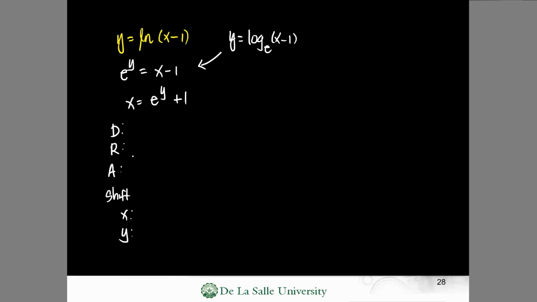Okay? What's the range, guys? Very good. It's all real. What's the domain? X is greater than 1. What's the asymptote? X equals 1. What kind of asymptote? Okay. Shifting, please. 1 to the right. Anything to the left? Anything up or down? None.